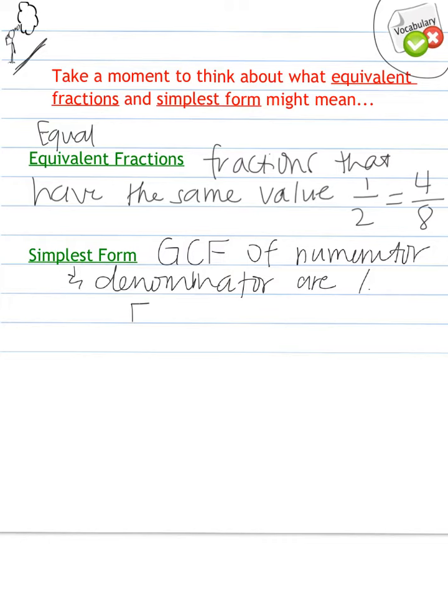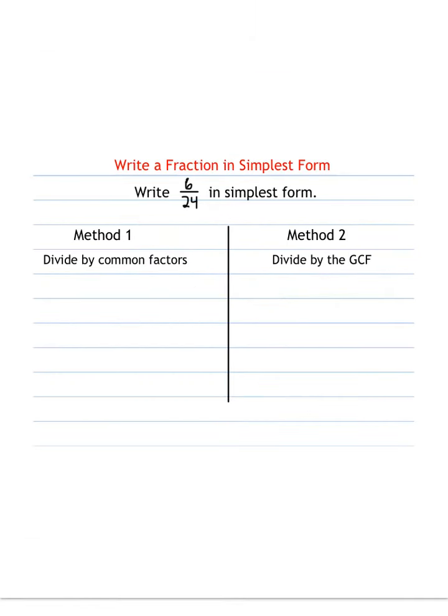So let's think of an example here, 5/10. If we look at these two numbers, we know that they share a common factor of 5, which means 5 fits into both of these. So then we could reduce it to simplest form. And we know 5 goes into 5 one time, 5 goes into 10 two times. So 5/10 in simplest form is 1/2.